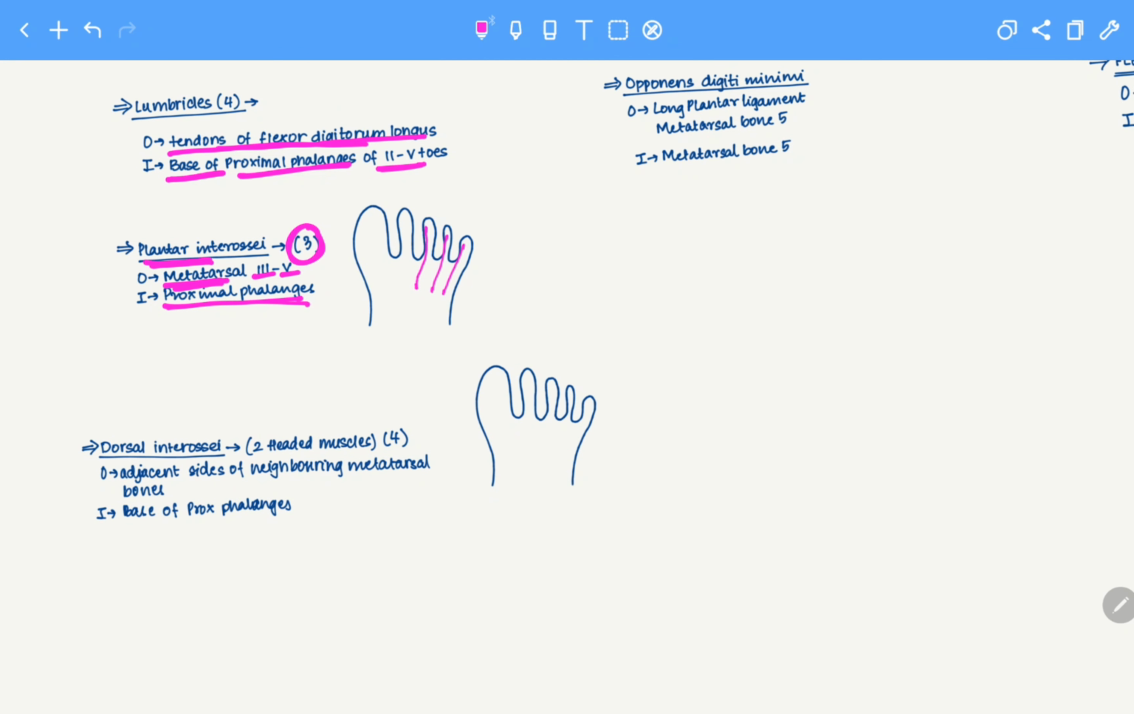Next we come to dorsal interossei. The dorsal interossei will originate on the adjacent sides of the neighboring metatarsal bones. So if we have to draw the dorsal interossei, let's say this is one metatarsal and this is the other metatarsal. They have two heads. One will originate on this side of the metatarsal, the other one will originate from here, and they will insert onto the proximal phalanx. If you notice, they are all inserting towards the second digit of the foot.